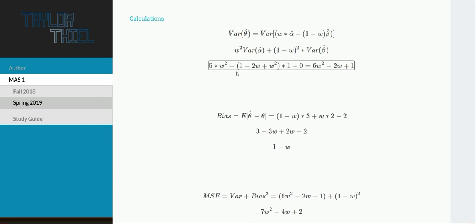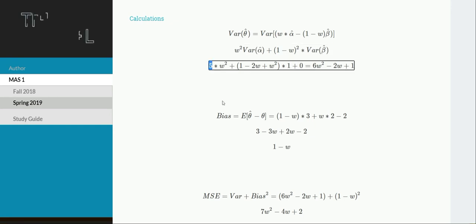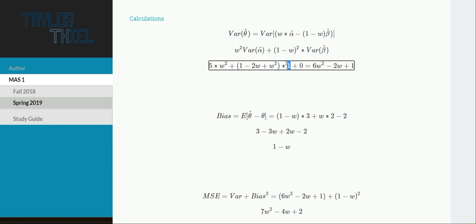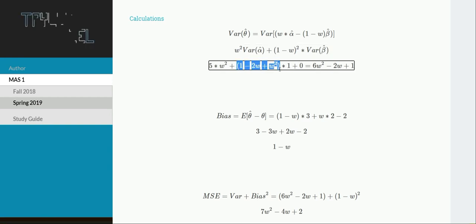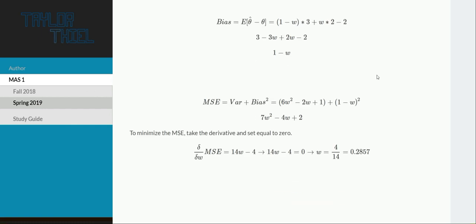What we can then do is replace our estimators. So we know our variance of alpha is 5, that's that large variance blue curve, and then multiplying by that W squared. And then likewise, variance of beta is 1 in the problem, and so we have this expanded out 1 minus W squared here. And that just works out to be 6W squared minus 2W plus 0. And I apologize, this 0 also does not need to be there.